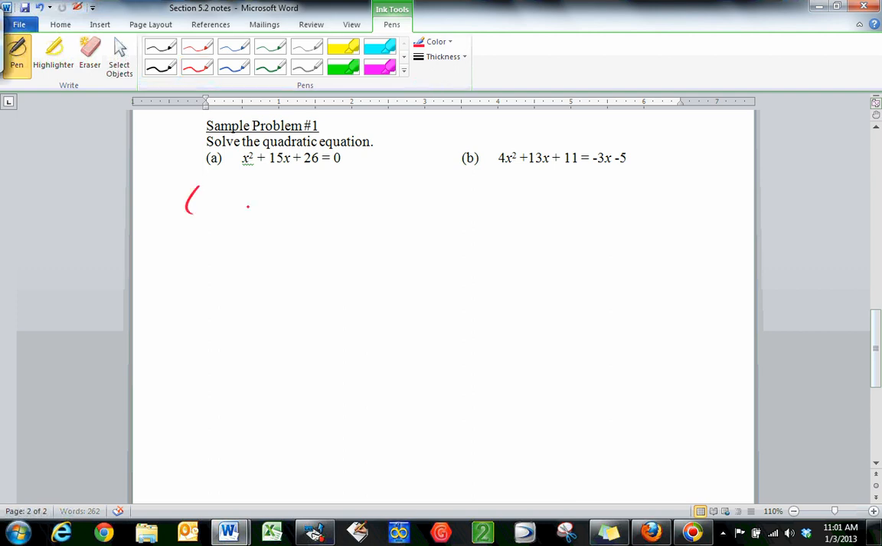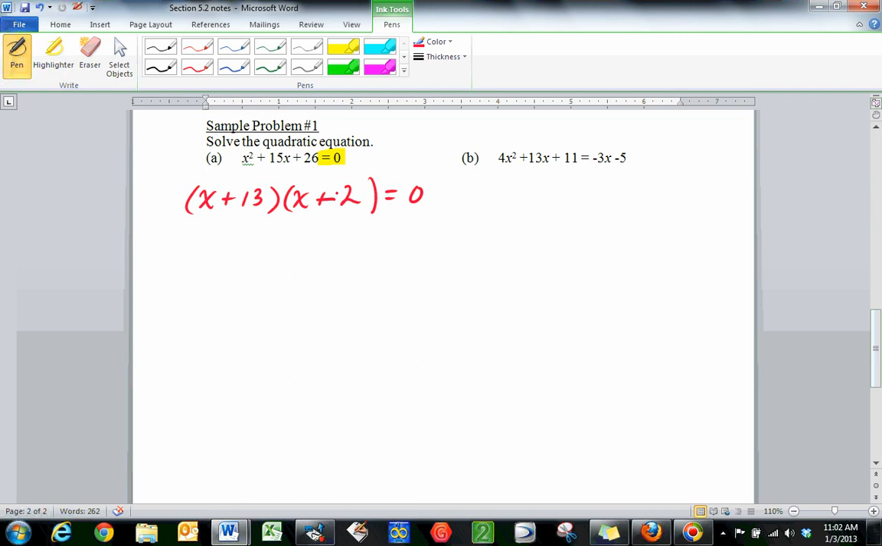So in going through this, I know it's going to break up into two binomials, and notice I take my equals 0 along. This is a very important part of this. We cannot just magically drop that. It doesn't disappear. It still has to be part of the equation going down. Factoring is just part of the process in this case. So x squared breaks up into x and x. 26 can break up into 13 and 2, and it's going to be a positive 13 and a positive 2, which is going to give me a positive 15x.